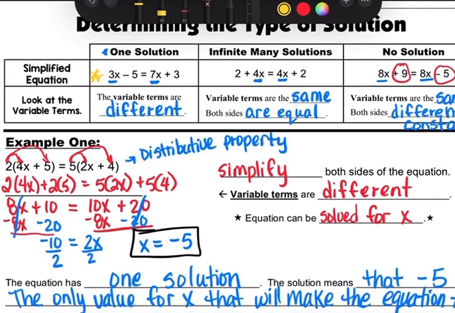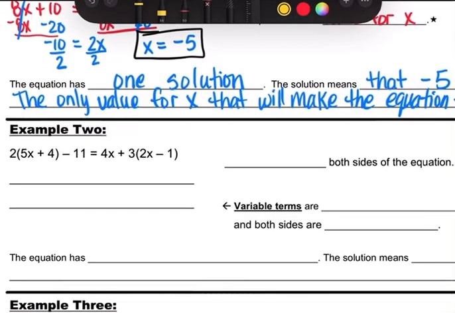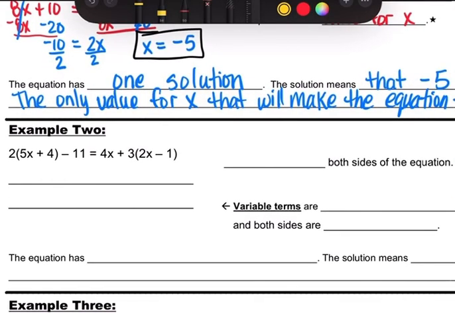All right, pause it if you need to. But let's get ready to move to example 2. So if you haven't solved it already, I would like you to pause the video and try to solve it on your own. At least the factoring part to be able to simplify it. Then unpause the video and check your work, and then we can finish filling out your notes for example 2.